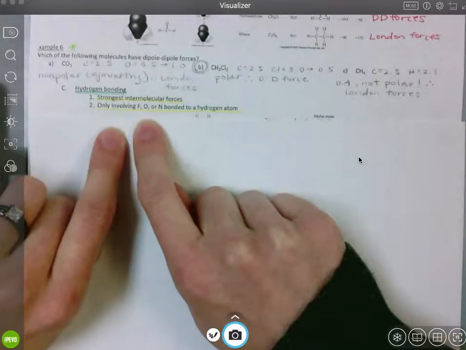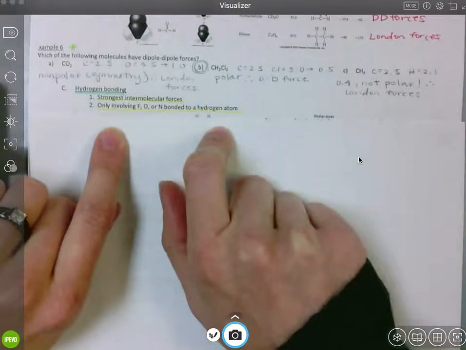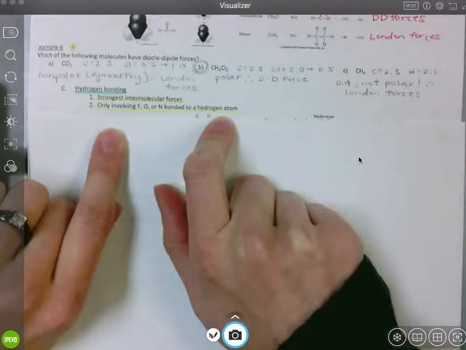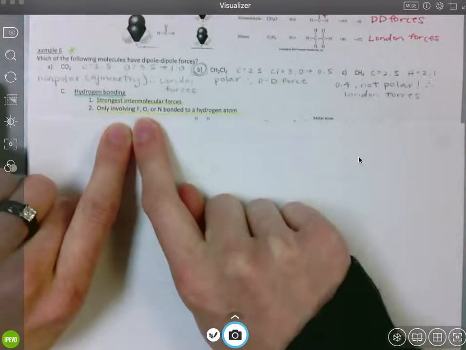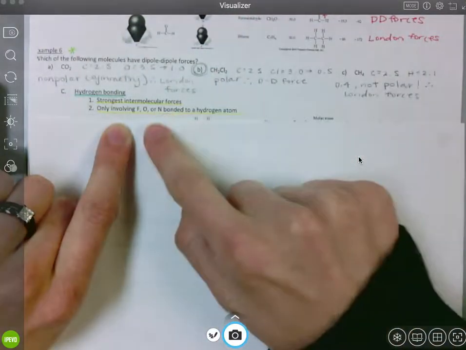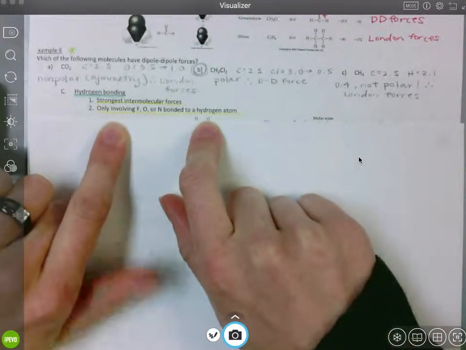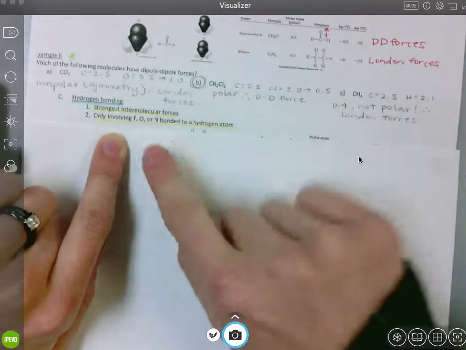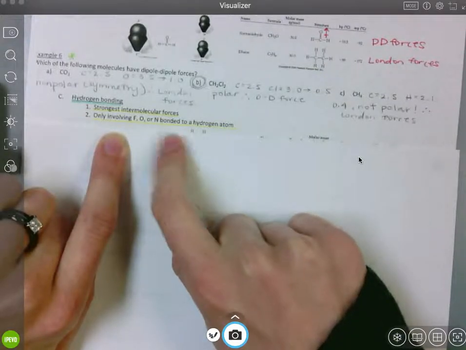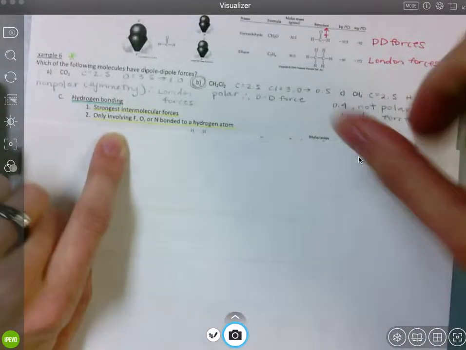So a fluorine, oxygen, and nitrogen bonded to a hydrogen atom is polar. So this is a type of a polar bond, but because of the electronegativity differences, these guys are really strong. So it is a type of polar bond, but it's stronger because of these 3 guys bonded to our hydrogen.